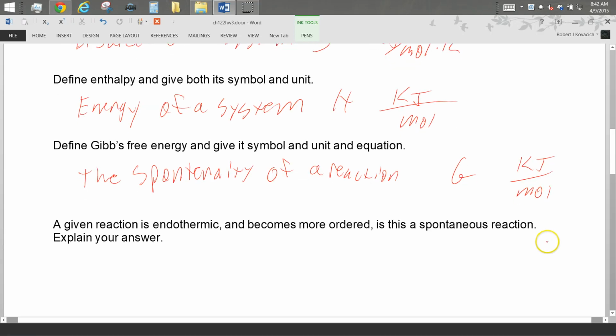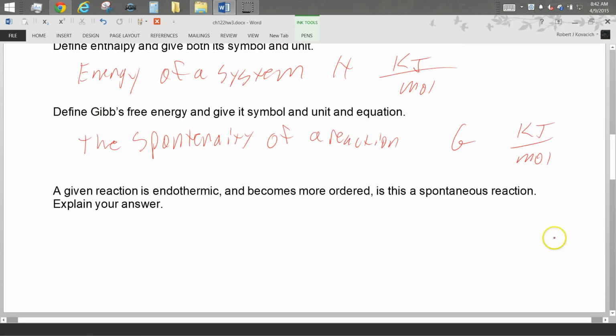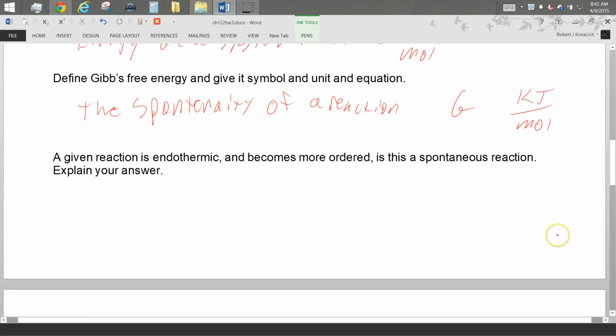Give an example of an endothermic. A given reaction is endothermic and becomes more ordered. Is this spontaneous or non-spontaneous? Okay, so what does endothermic mean? Yeah, the endo is like our skeleton is an endoskeleton. It's inside of our bodies, and an ant has an exoskeleton. So this would be thermic, meaning energy. So energy is brought into the system, and it becomes more ordered. So definitely non-spontaneous, and at no time will it ever be spontaneous.